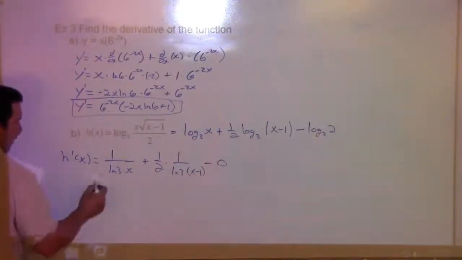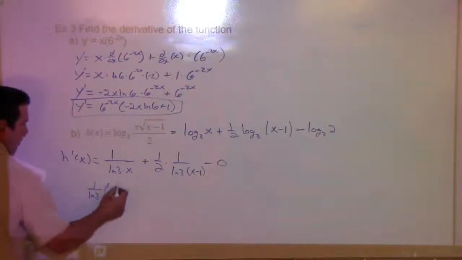And that 1 over natural log of 3 is a common factor here. You could factor that out if you wanted to.